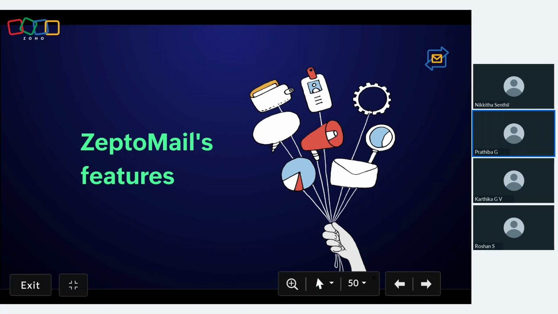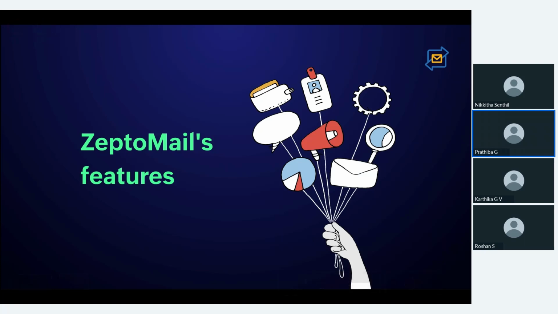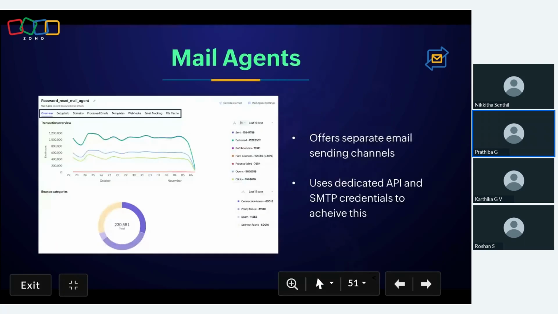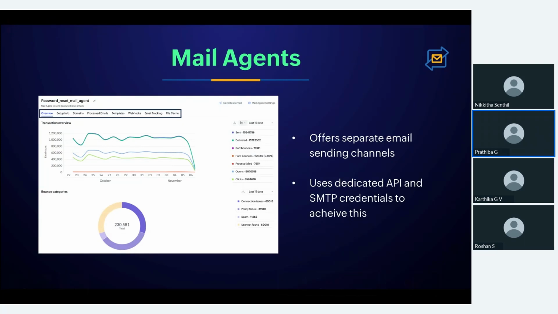Now, once Sam creates an account and starts using it, he'll now have an upgraded admin control with various features that will help him with his transactional email sending. So let's look at some of the features that will help Sam. First one about mail agents. So ZeptoMail offers the provision to separate the different emails that are being sent out from the account, and they do this using mail agents. This level of separation is achieved by allocating dedicated API and SMTP credentials to each of the mail agents.